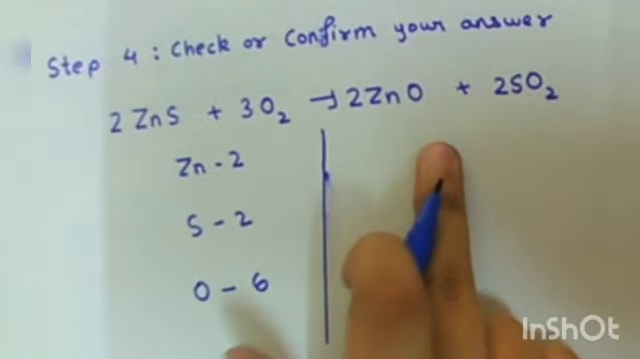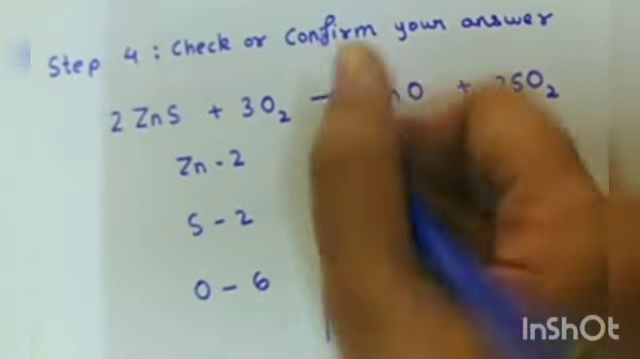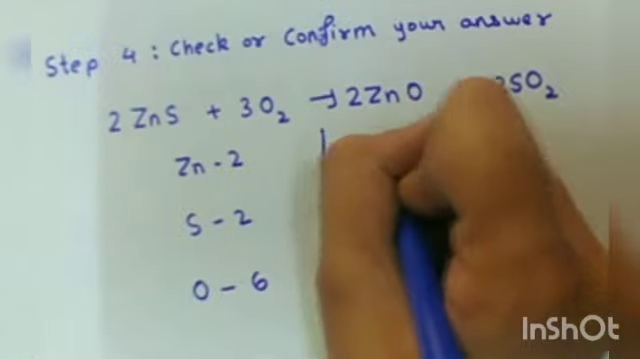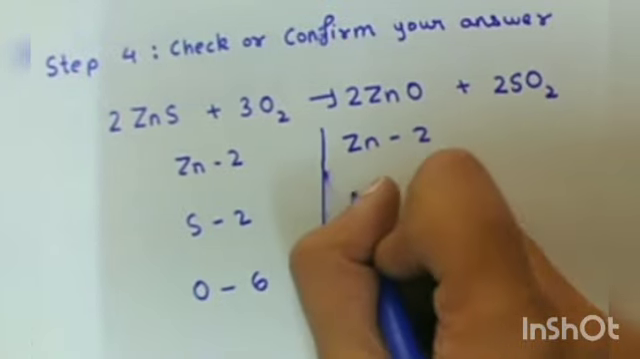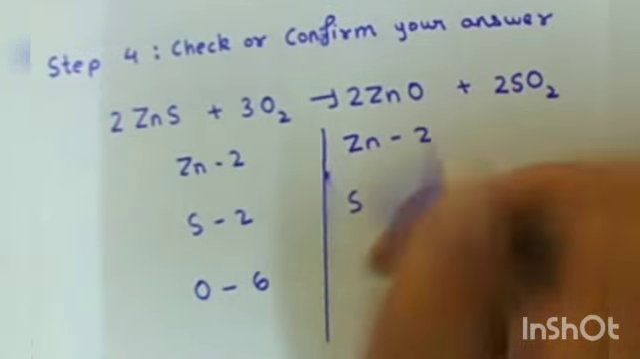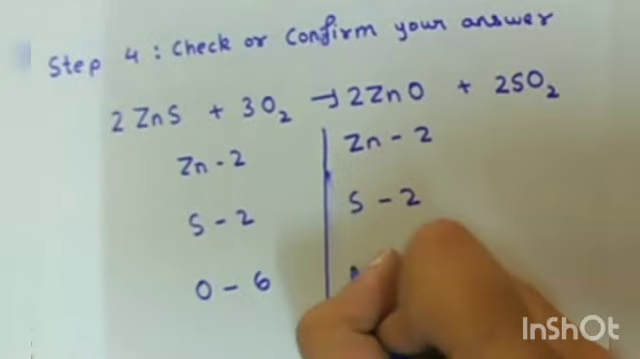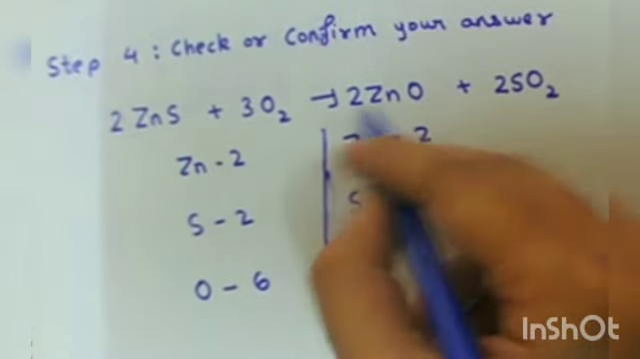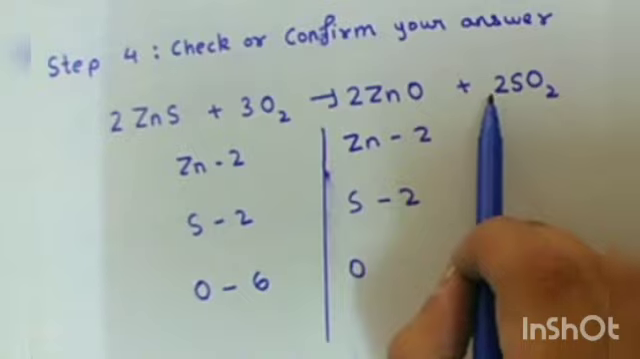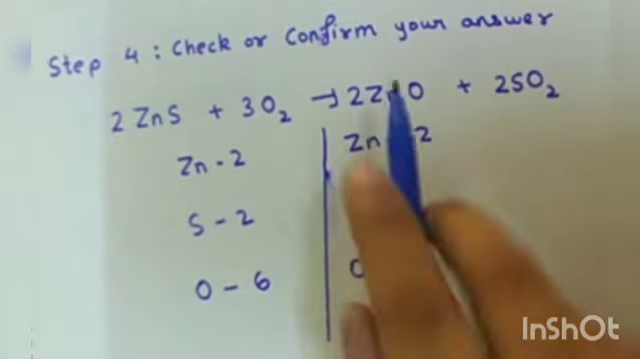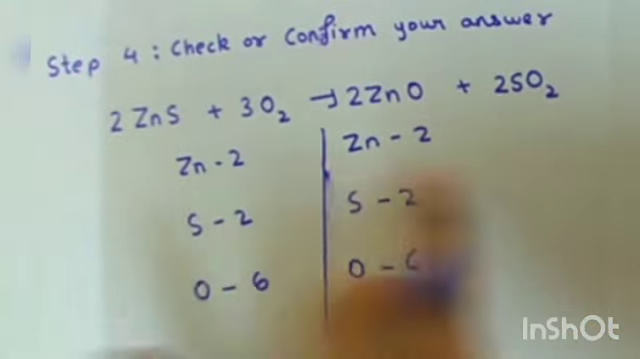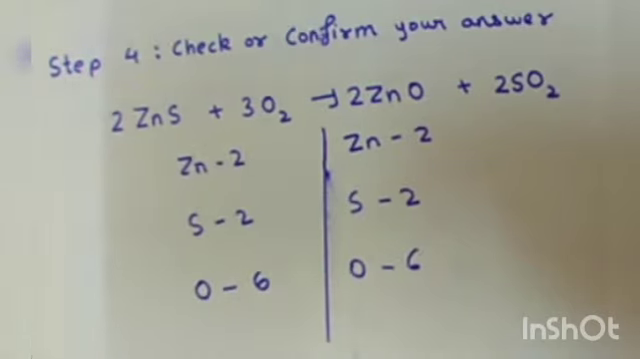Now on the RHS side, the product side, how many Zn atoms? So here also Zn is 2. Now how many sulfur atoms? Sulfur atoms only 2. Now oxygen, how many? So 2 over here, 2 into oxygen, then here 2 into 2 is 4. So 4 plus 2 is 6. So oxygen 6. So all these are equal, which means the reaction is balanced. So always check or confirm your answer. So these were the 4 easy steps to balance a chemical equation.